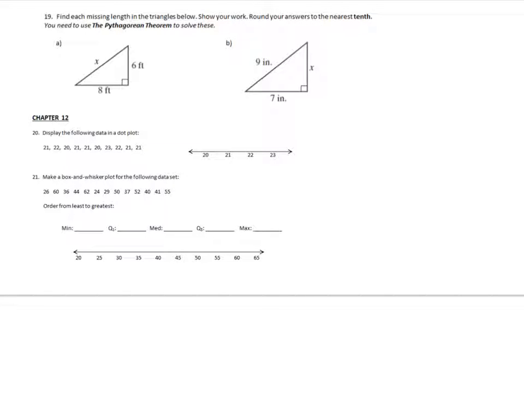Find each missing length in the triangles below. Show your work using the Pythagorean theorem. So it's going to be a squared plus b squared equals c squared. A and b are your short sides, so it's 6 squared plus 8 squared equals x squared.